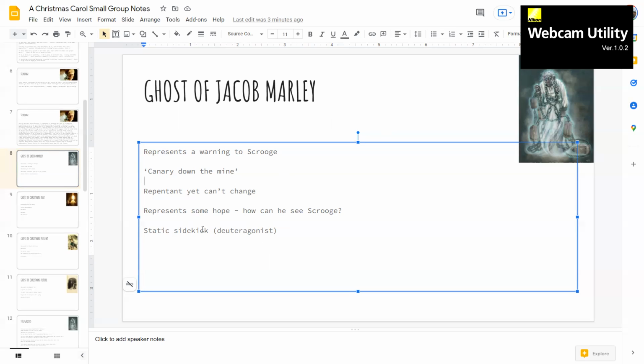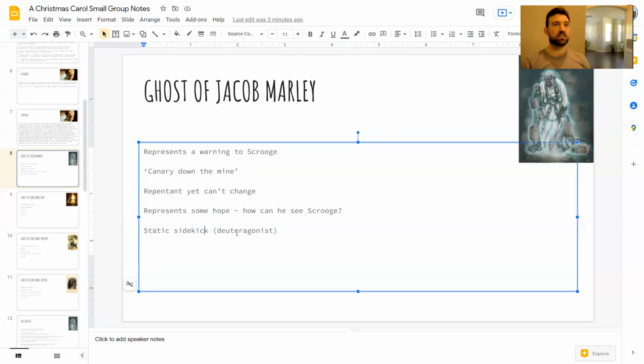So the other thing about all of the ghosts is they're what are called static sidekicks. So they're static deuteragonists. Okay, I'm back. Good. Static deuteragonists, which means that they're there really as a warning. They do affect the plot. That's an important thing with the deuteragonist, because they do push the plot forwards through Scrooge and his transformation. But yeah, they're secondary sidekicks.